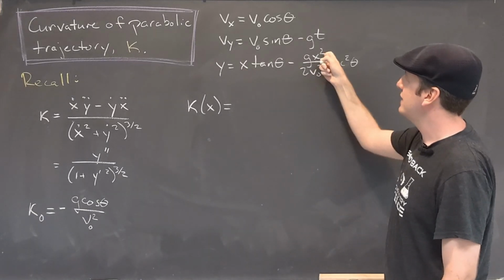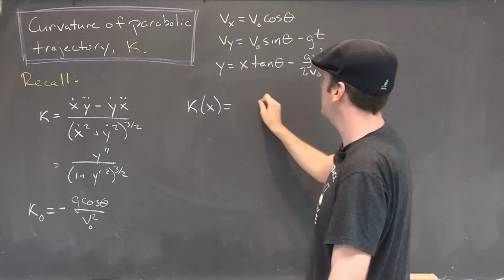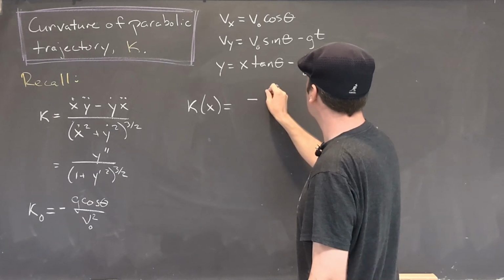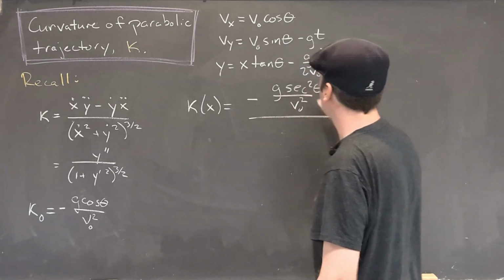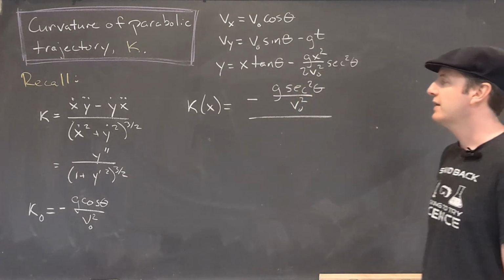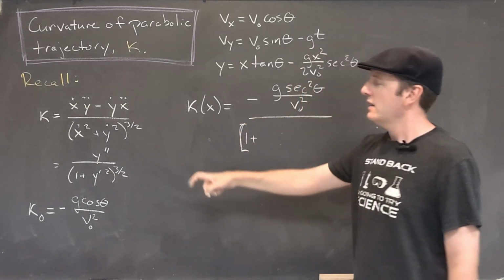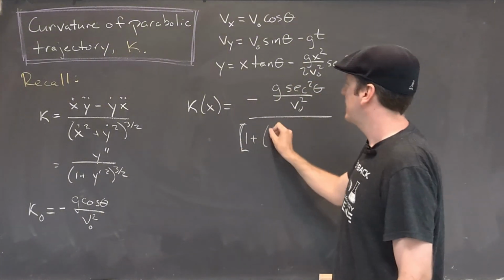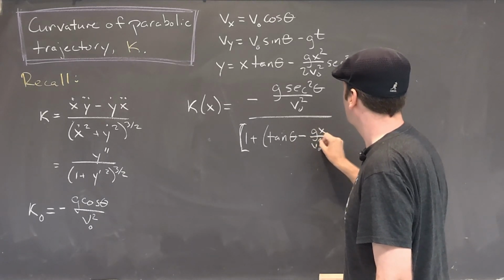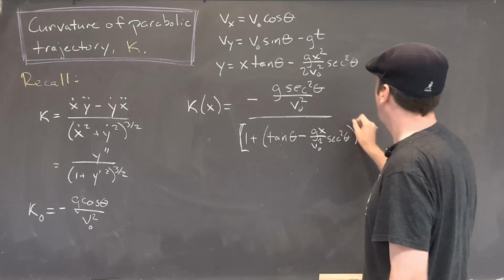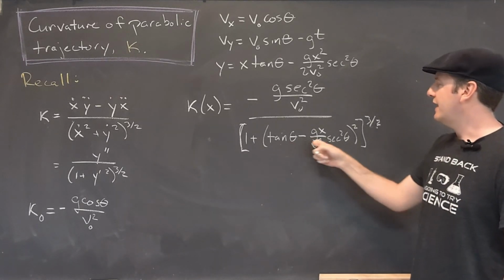The second term, pulling down a 2 from the first derivative and then taking another derivative will get rid of the x. It will also be a constant. It'll be a negative constant, and it'll be g secant squared theta over v naught squared. Notice the 2 canceled when I did the first derivative. The denominator, put some brackets here. Y prime is just a first derivative, so that'll be tan theta minus gx over v naught squared secant squared theta, squared, all to the 3/2 power. Now we could go ahead and square this out.